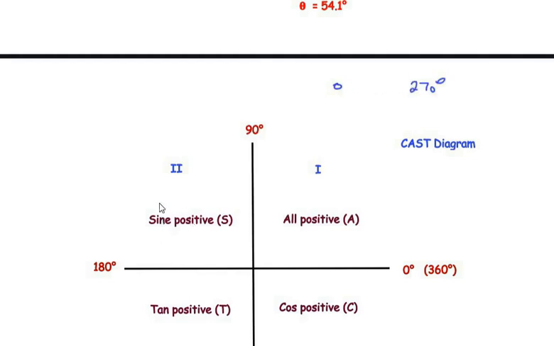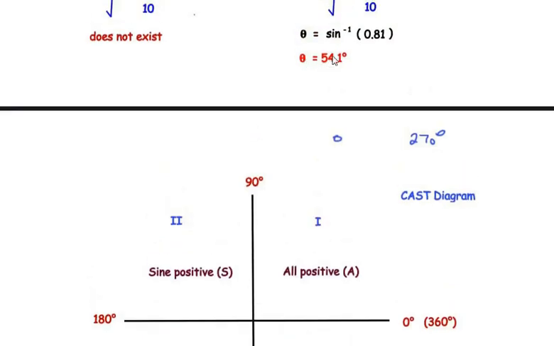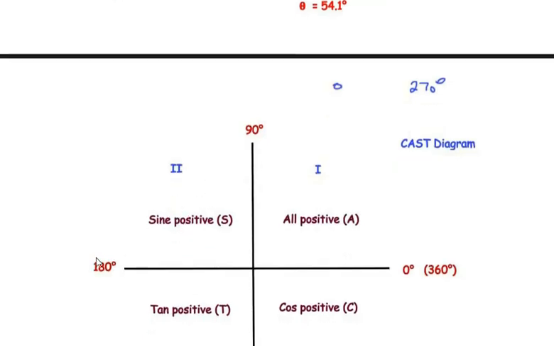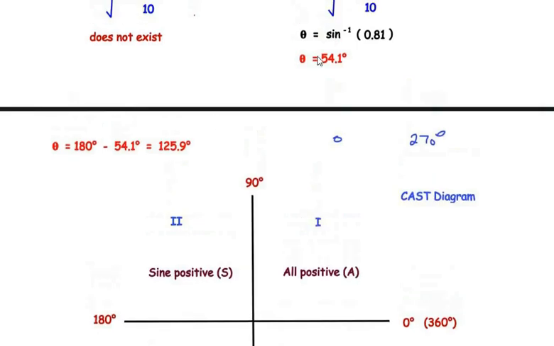So to find the value of theta in the second quadrant, we have to just subtract this value, that is 54.1, from 180 degrees. So 180 minus 54.1 gives you an angle which lies between 90 and 180. So theta equals 180 minus 54.1, which gives us 125.9 degrees, which is in the second quadrant. Now we have got two values which are in the first quadrant and the second quadrant.